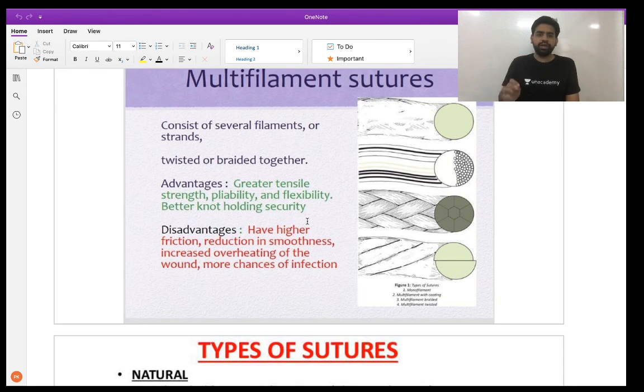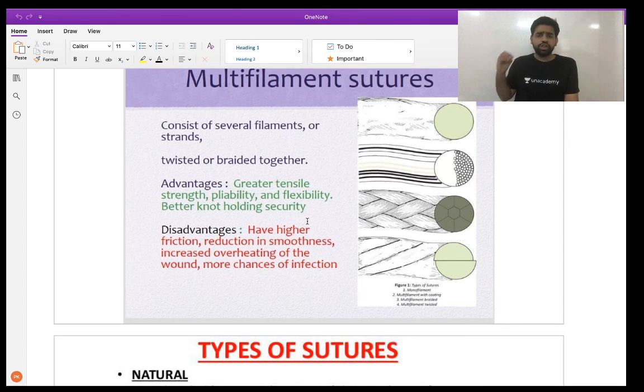Very, very important: it has a better knot security. If you tie a knot, it is unlikely that it will untie itself. So the knot security is much better with a multifilament suture. What is the disadvantage of a multifilament suture? It has a high friction. If you pass it through the tissue, it causes more injury to the surrounding tissue. This is one of the disadvantages. And what else?